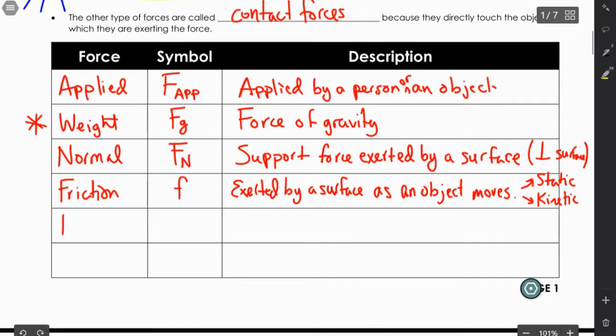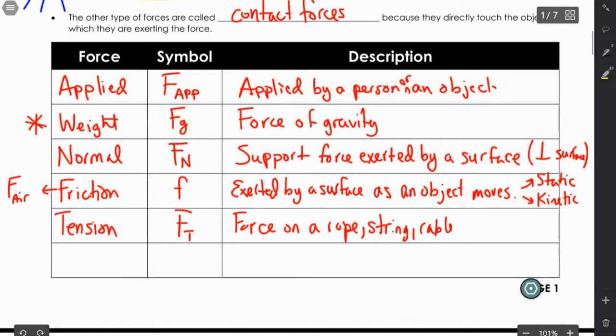Okay, the next one is tension. Now, we've been neglecting air resistance. Here is where we will not neglect air resistance, and air resistance is actually a special type of friction. So then we go back to tension force. It's the force on a rope, string, cable, something of that nature. The key thing is that these do not get deformed. That's very important to note.